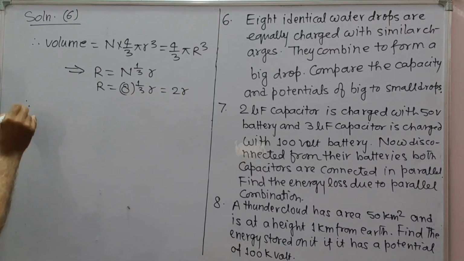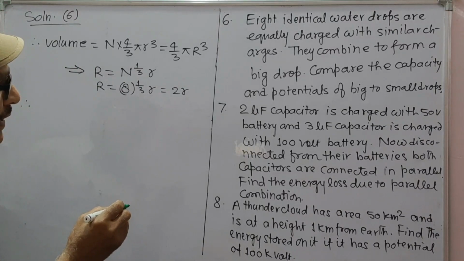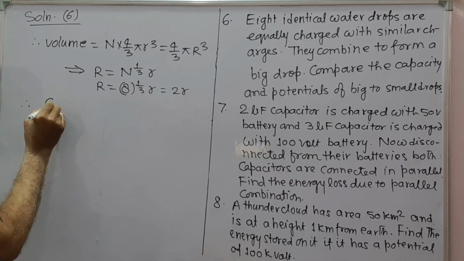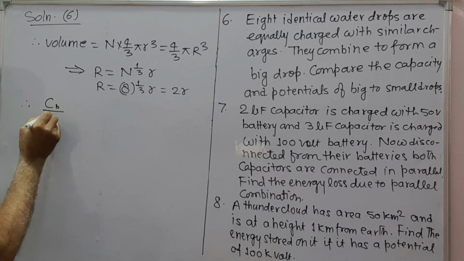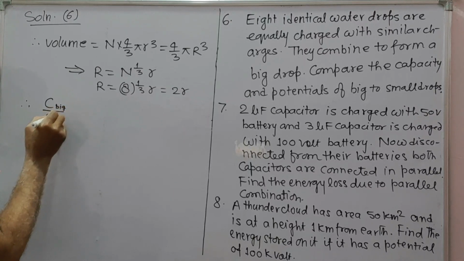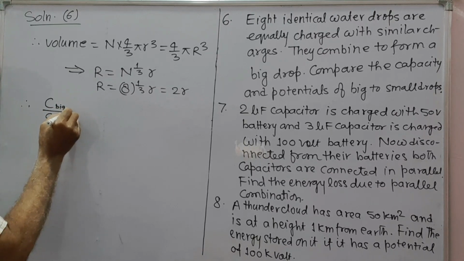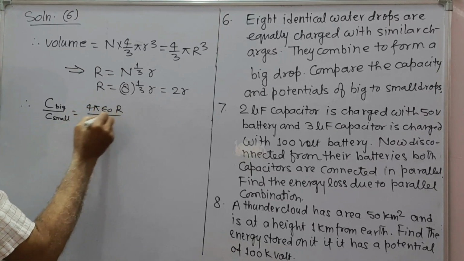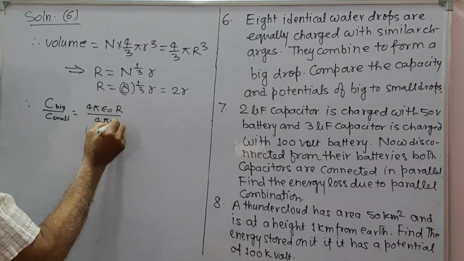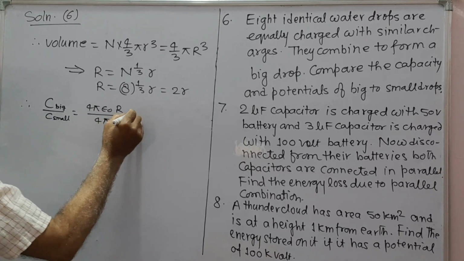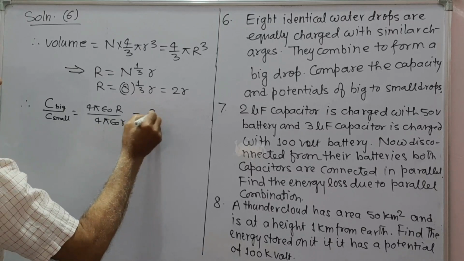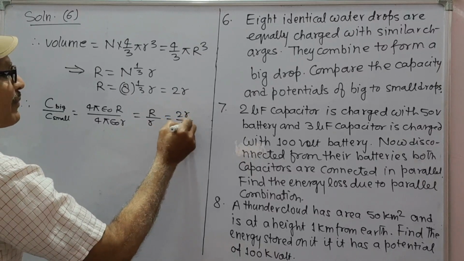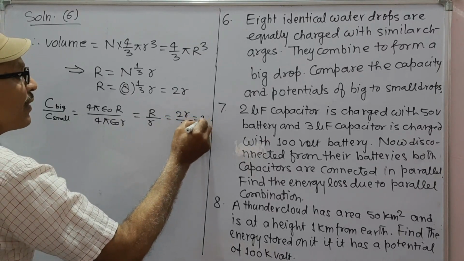Now, capacity of big drop to capacity of small drop will be equal to 4 pi epsilon naught into R upon 4 pi epsilon naught into small r. 4 pi epsilon naught cancels out. This is R upon small r, and R is 2r, 2 small r upon r, which gives 2 is to 1.